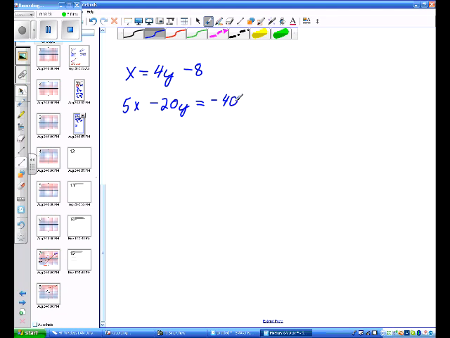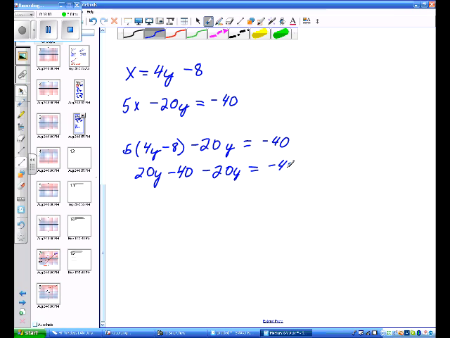Okay, we want to take an equation and solve it for a variable. We would like a variable whose coefficient is 1. Well, we have one right here, and it's already solved for x. So what we're going to do is take our other equation, where there's an x, and substitute in 4y minus 8, and minus 20y equals negative 40. So we have 20y minus 40 minus 20y equals negative 40. Well, 20y minus 20y is 0. Those subtract out, so we get negative 40 equals negative 40.